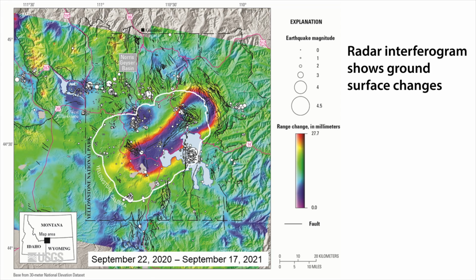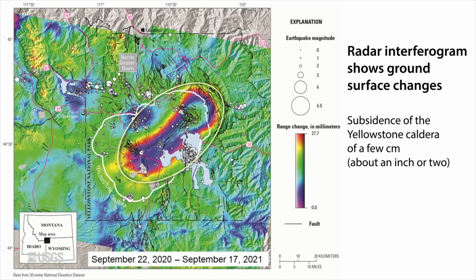The colored fringes you're seeing are showing changes in the elevation of the ground, measured in millimeters to centimeters, so very fine scale changes. So this colored oblong shape in the middle of the caldera, that's showing subsidence of Yellowstone caldera by a few centimeters, about an inch or two, over the course of this past year, from September 2020 to September of 2021. The more colors you see, the more deformation there is, the more subsidence in this case there is.